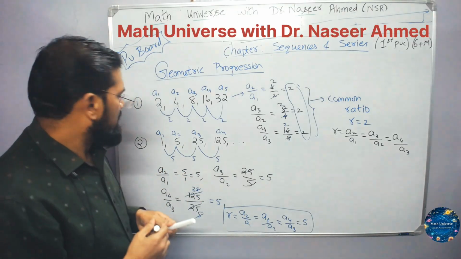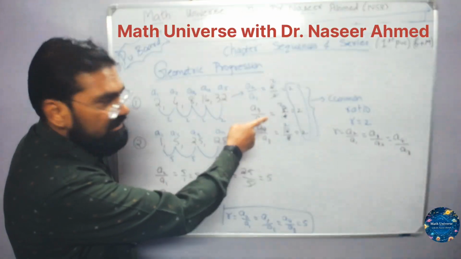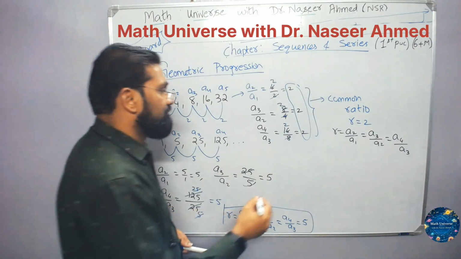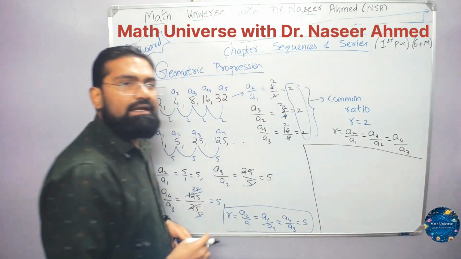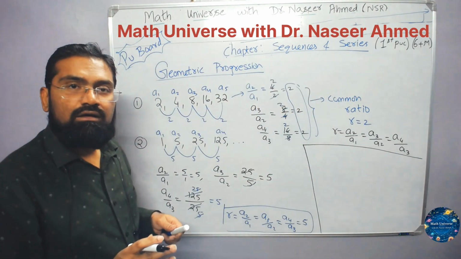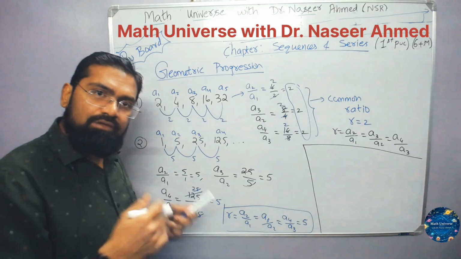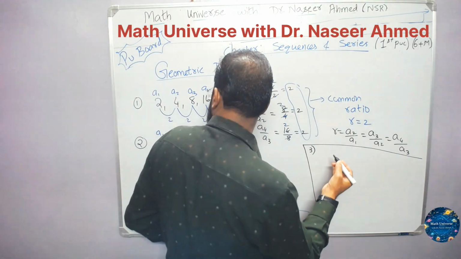Now, one thing, R here is positive, here also R is positive, but R can be negative also. Let us take one example on that. You should not think that R can't be negative. Elements can be positive also, negative also. So the first term, second term can be positive or negative, and the common ratio also the same.